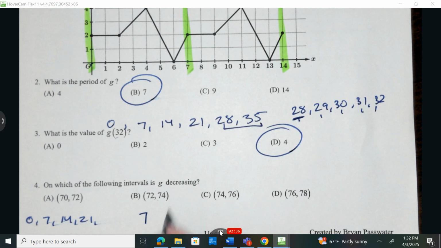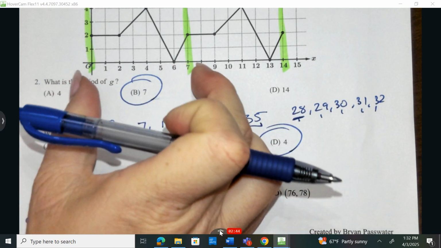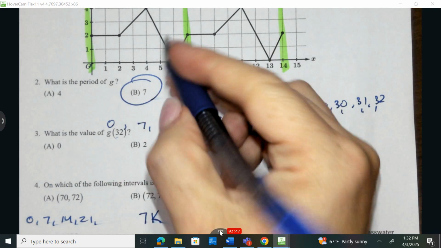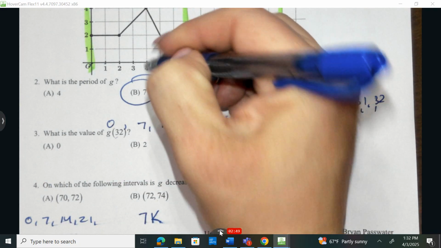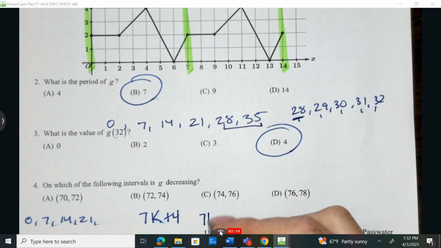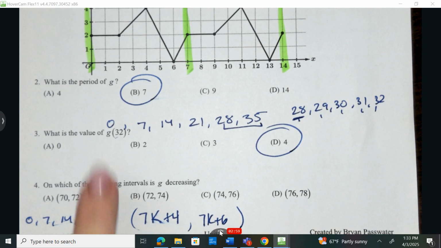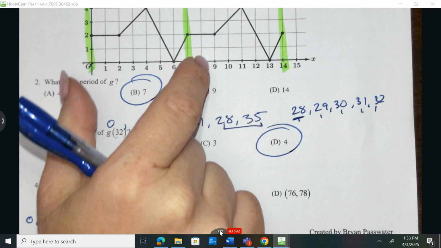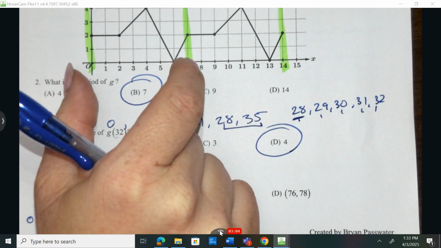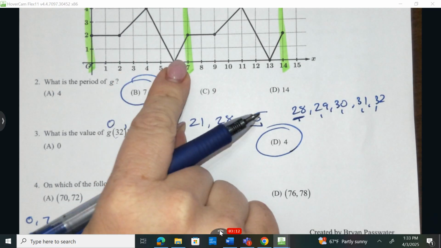Let's just say 7k. We could use any variable there, but it's going to represent the distance for one period. And I know that this decreasing starts 4 past the initial part, and it ends 6 past. So I know that this should represent any one of the cycles as we go to the right. Watch, if I put in 0, the initial cycle, 7 times 0 is 0, and then I have 0 plus 4 and 7 times 0 plus 6. From 4 to 6 it's decreasing.